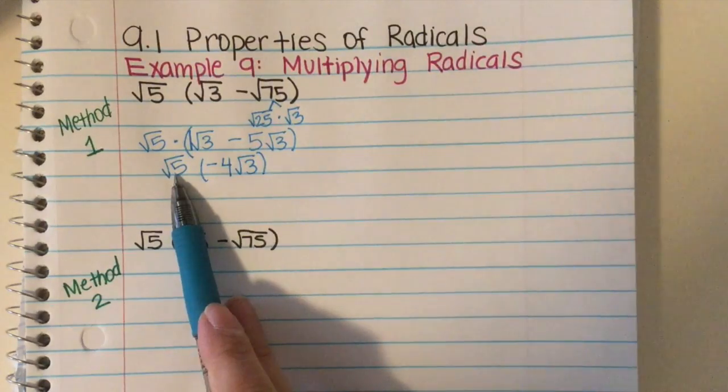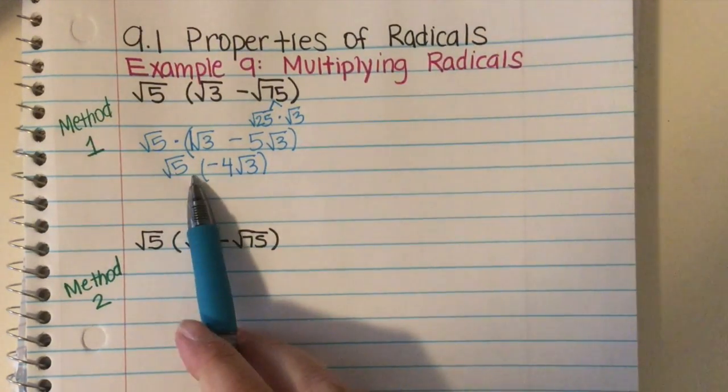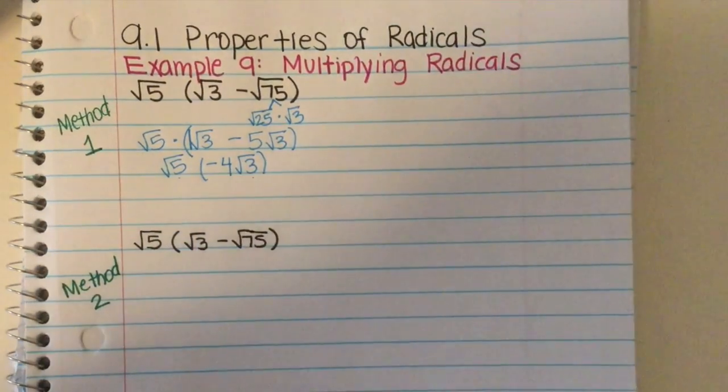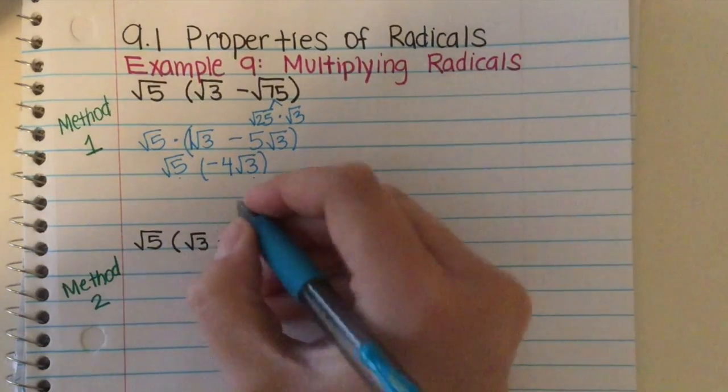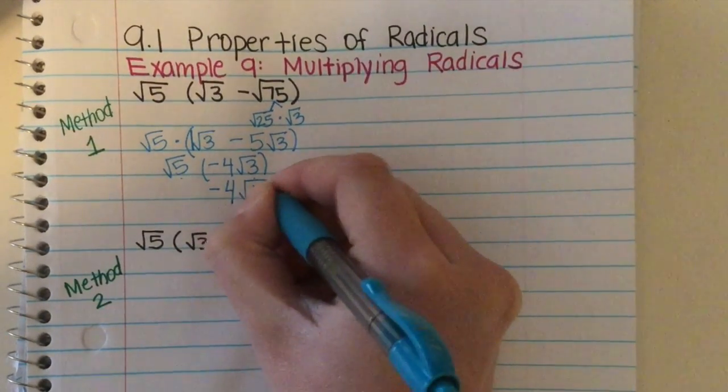Now I just have one last step, and that is to multiply. So the square root of 5 times negative 4 square root of 3. I'm only multiplying what's inside of the square root symbols. So my final answer is negative 4 square root 15.